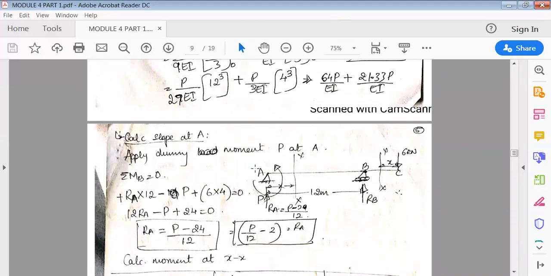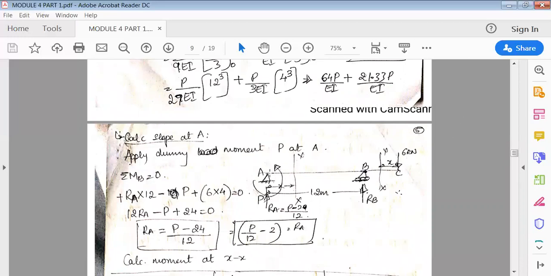Now let us calculate the slope at A. Apply a dummy moment P at A because you're finding theta A. So I'll apply a dummy moment, and the dummy moment is nothing but P. You can see here there's only P here. Then as usual, this time because you're taking P here, you consider this load as 6. Now we're interested in theta A, so theta A will be replaced with dummy moment P, and this will be taken as usual.